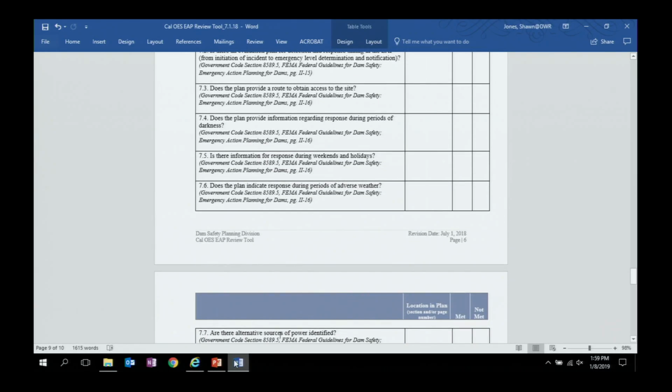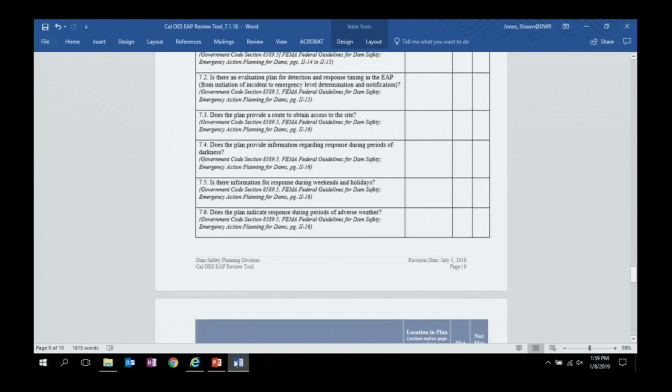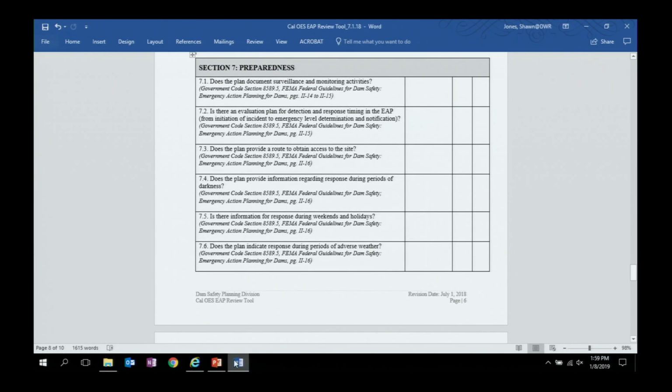In section 7, we go into preparedness. And in that section, we're talking about surveillance and monitoring activities. Again, that's the same thing. You might have a system that does that for you, or you may have somebody who's just walking around and identifying if anything's going on and monitoring it. So either way, let us know how you're doing that. What's the schedule for that?